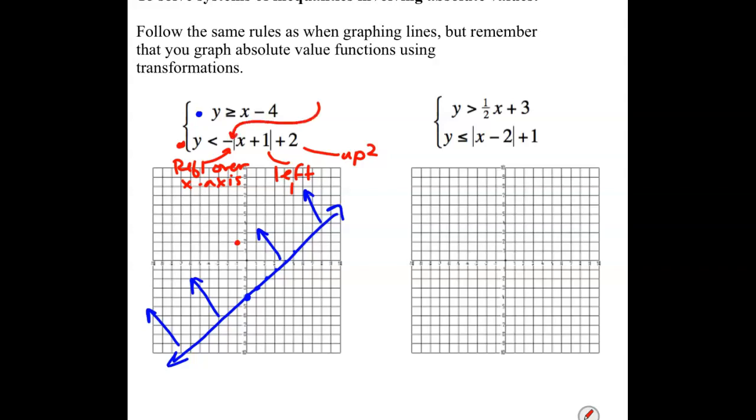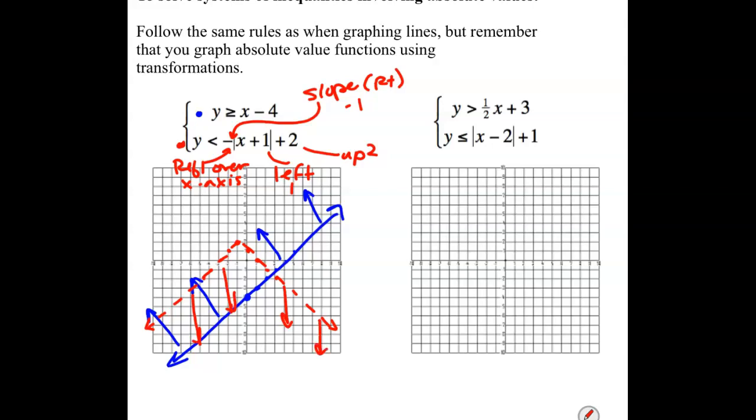This front number here also represents the slope on the right side. So we have a slope of negative 1. So down 1, right 1 for our negative 1 slope, and then down and back to get the opposite side. This one has no equal sign, so we are going to make this dotted. And we want to be less than that, so we are shading below the line, or below the V.